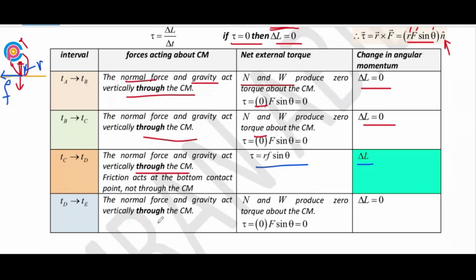Again, from D to E, there is no frictional surface. Only two forces act again, normal and gravity. Both pass through the center of mass, the moment arm is zero, and torque is zero. So there is no change in angular momentum.